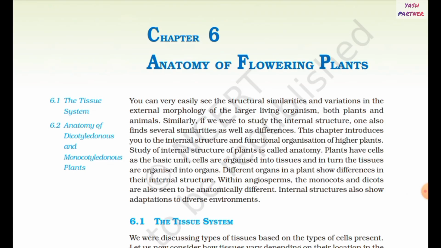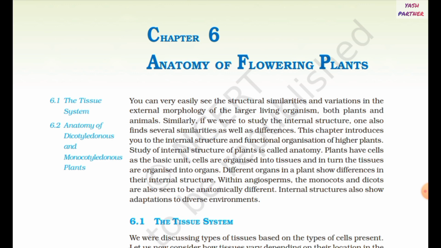In this video, I am going to read NCERT Biology Class 11th Chapter 6, Anatomy of Flowering Plants. You can very easily see the structural similarities and variations in the external morphology of the larger living organisms, both plants and animals. Similarly, if we were to study the internal structure, one also finds several similarities as well as differences. This chapter introduces you to the internal structure and functional organization of higher plants.